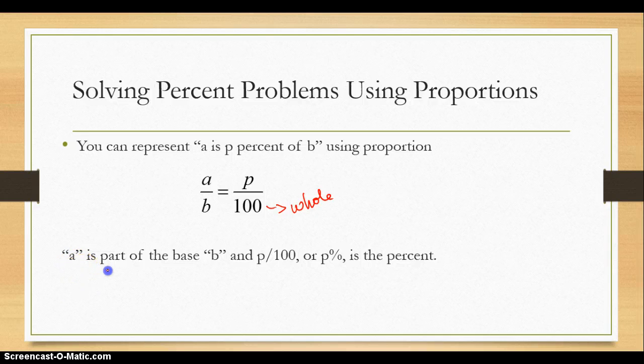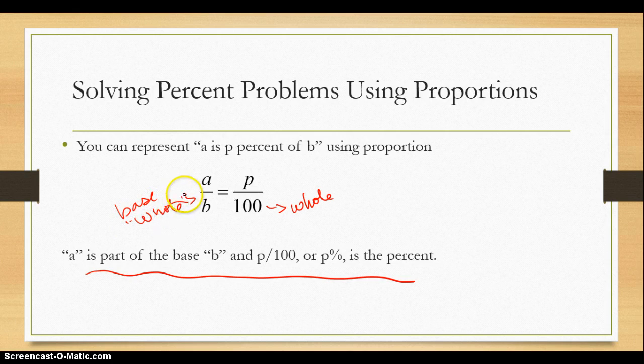Here is the key sentence: A is the part of the base B. So B, what they call the base, is also the whole. And A is just a part of that. So we have a whole piece as a denominator across from a whole piece. It's very important that we have those things across from each other so it makes sense. So let's talk about how we can solve that now in a proportion.